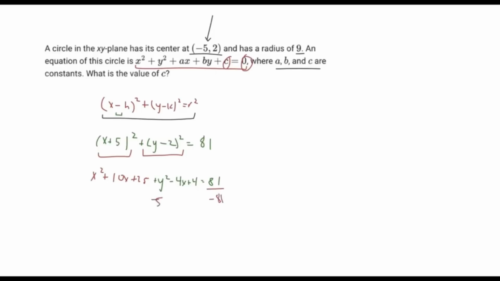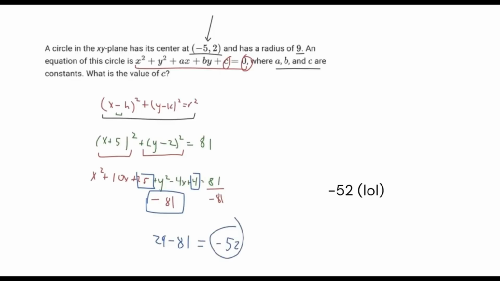Boom, boom, boom. And then once we subtract 81 on both sides, we just want to combine like terms, right? We have a +25 here, a +4 here, and then a -81 here. So here we just have 29 minus 81. And 29 minus 81 will give us a value of -52. And therefore we can determine that the value of c here is just going to be -52.